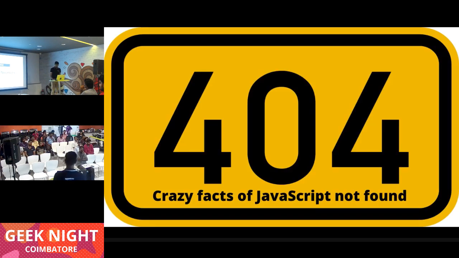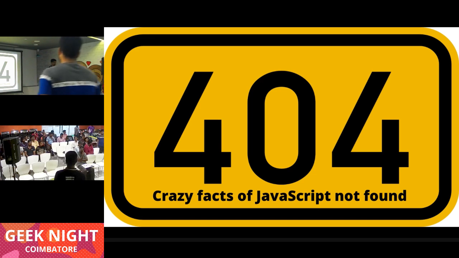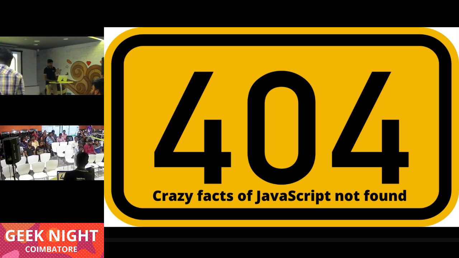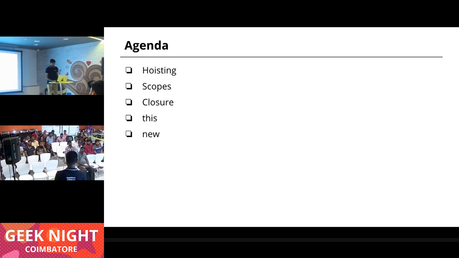Then I'm going to look at the crazy facts we can find about JavaScript on the internet. When you search on the internet, you'll get lots of crazy facts about JavaScript, like how it behaves very differently in different environments and surfaces. It's mostly going to be about some of the basic building blocks and how they work behind the scenes. The agenda is going to be hoisting and how hoisting works behind the scenes, and then scopes, closure, this, and then new.